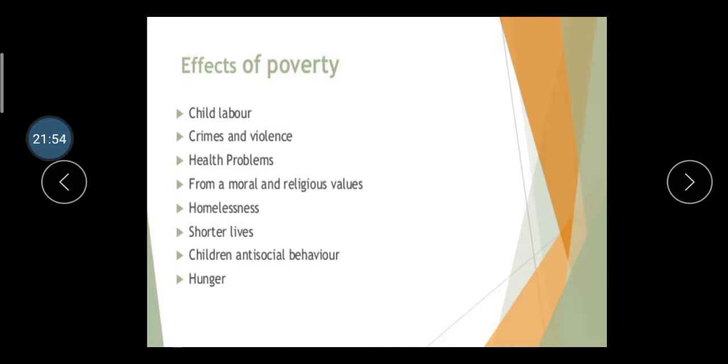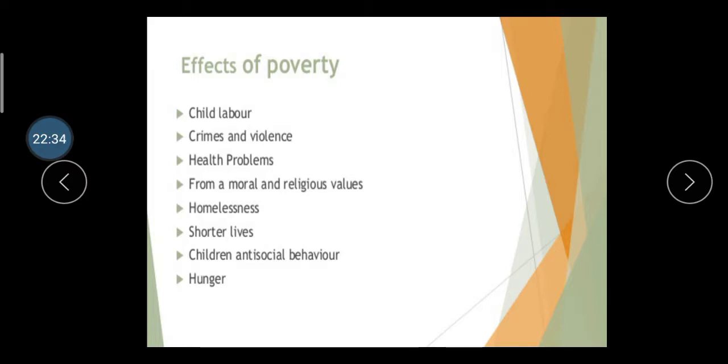Then after that, health problems, because they cannot get particular nutrition or particular calories, so they have health problems. Then after that, moral and religious values are also affected by poverty, because sometimes their morale may go down as they cannot get an increment in income. Then homelessness. Because of poverty, sometimes people sell their home and face a homelessness situation.